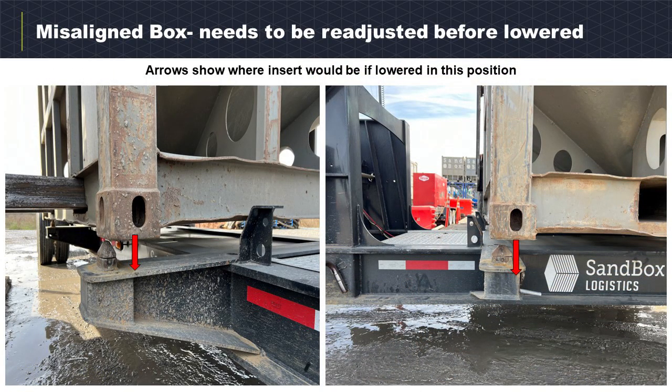Misaligned boxes that need to be readjusted before lowered. Prior to lowering the box all the way, ensure that the holes on the bottom of the box are aligned with the twist locks. The picture on this slide shows misaligned boxes that will need to be readjusted. As you can see from the arrows, if the box was lowered as it is now, this is where the box holes would hit, and they would not go into the holes.